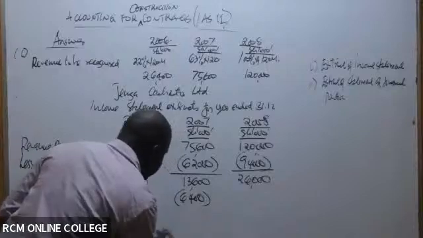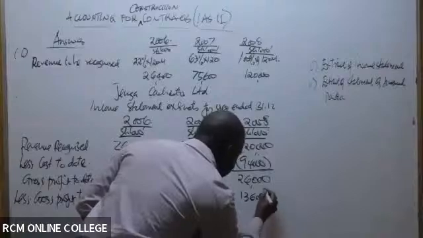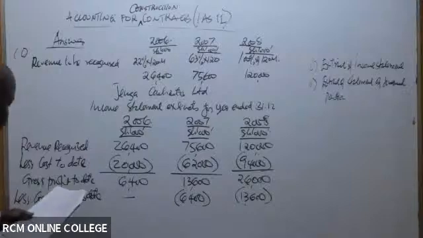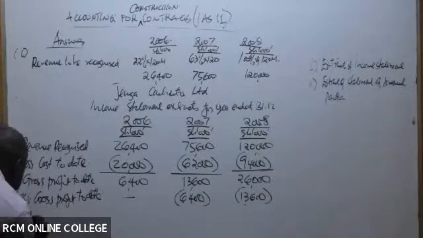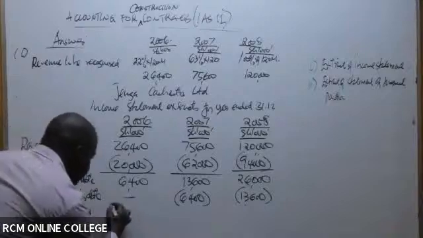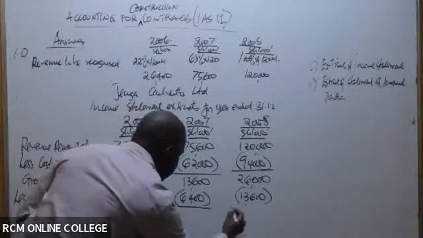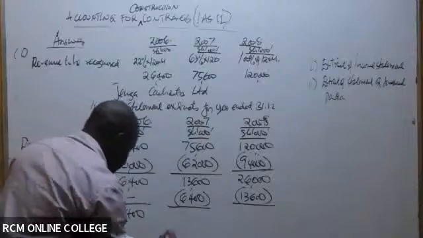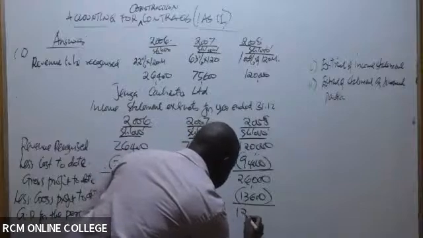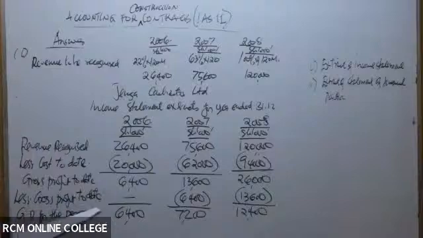So tumesema tuna less. Alafu ya hapa itakuwa 13,600 like that. So you get gross profit for the period. So the GP for the period, you'll get here it is 6,400. This one, you get the difference of this one. This one will be 7,200. This one will be 12,400,000.